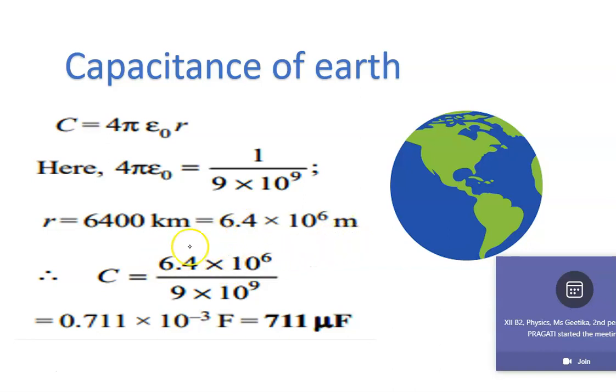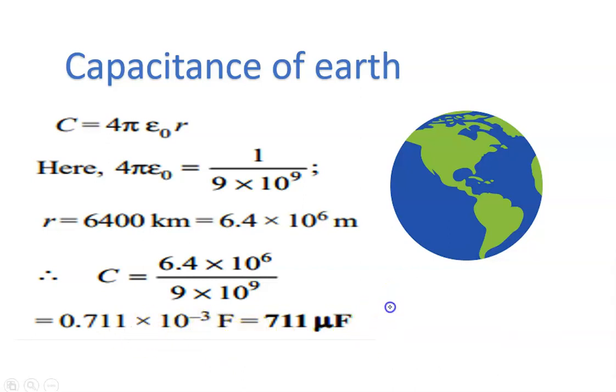So by putting this value of 4 pi epsilon naught and R here, we can calculate that the capacitance of earth is 0.711 into 10 raised to power minus 3 farad, or we can convert it into microfarad. Microfarad is 10 raised to power minus 6. So 711 microfarad is the capacitance of our earth.